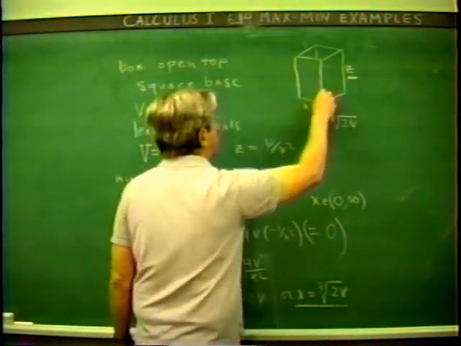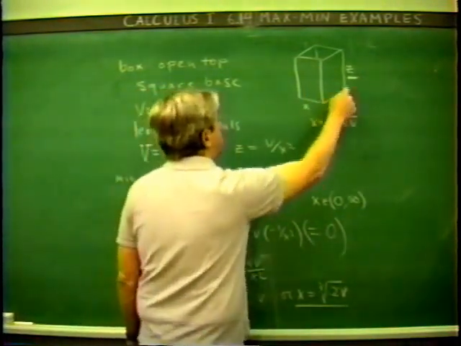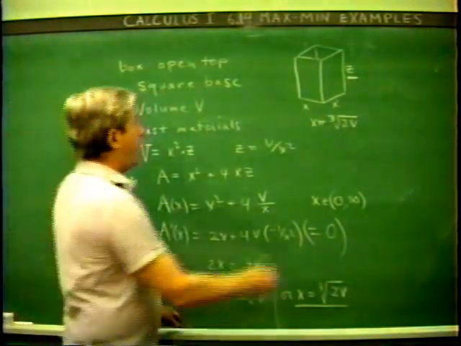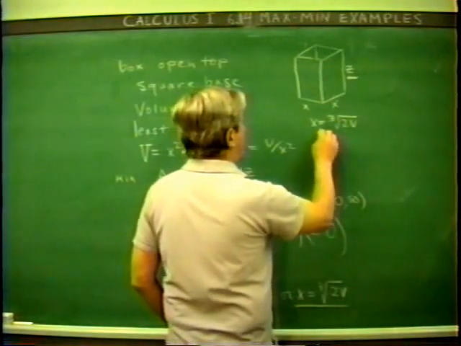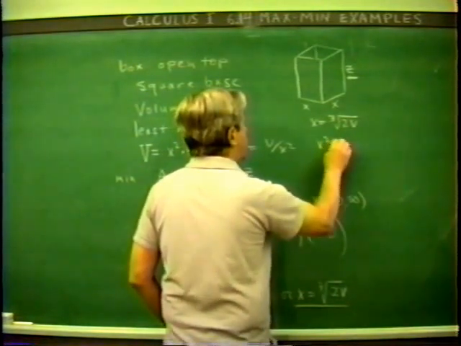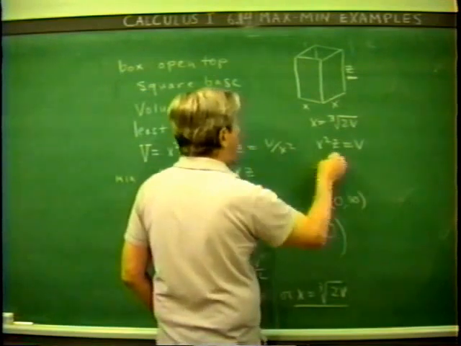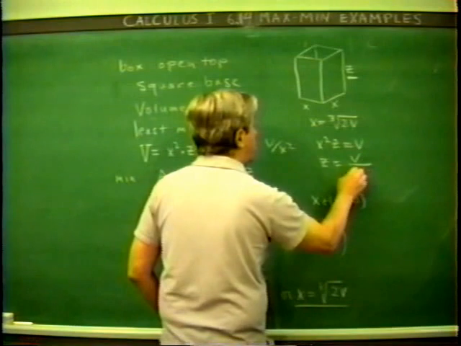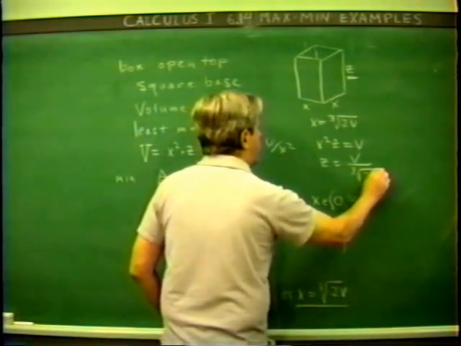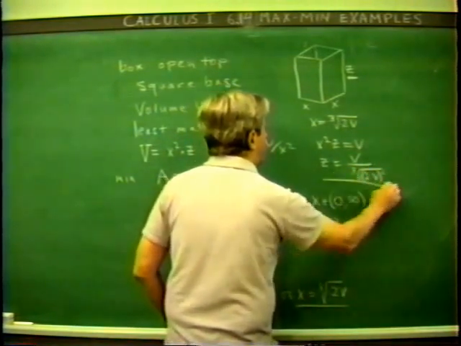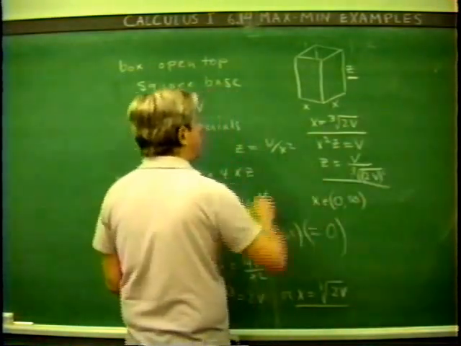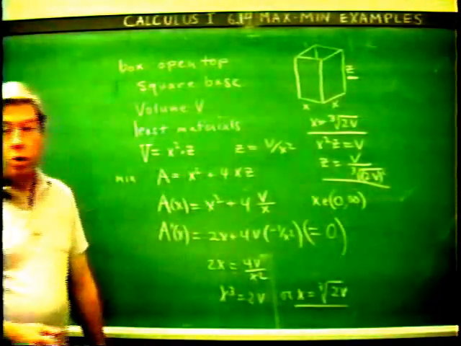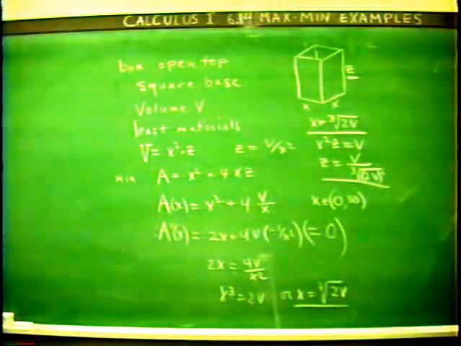Right? And you make the resulting z so that the box multiplies to volume v. So it's the volume of the box, so that x squared times z is v. That's to say what? x squared z equals v, or z is equal to v over the cube root of 2v quantity squared. So here are the dimensions then of the box.